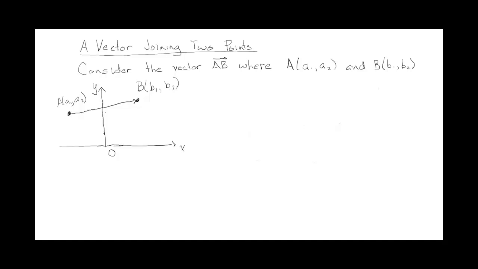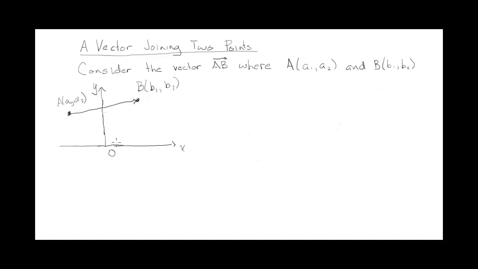Okay, in this video, we're going to look at a vector which is joining 2 points in R2. Okay, and this would be the same as in R3. So consider the vector AB, which connects the points A and B, A1, A2, and B1, B2. So this is the vector I've drawn here.